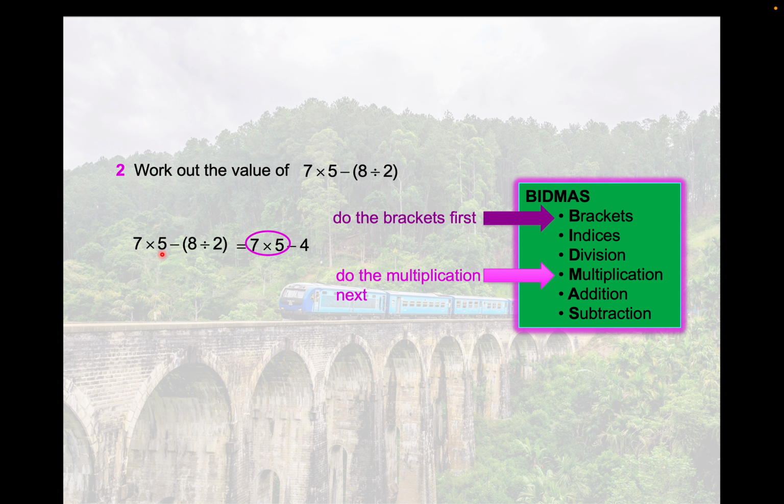Then we need to multiply 7 by 5, because in this part also we have two operations, multiply and subtract, so we need to multiply first. When you multiply 7 by 5, we have 35 minus 4. 35 minus 4 gives us 31. So that's going to be the final answer.